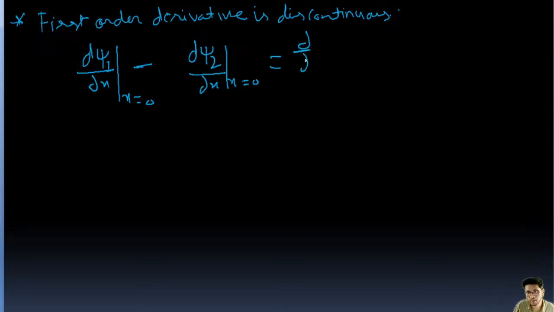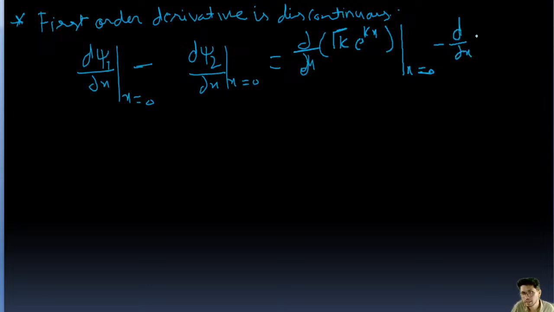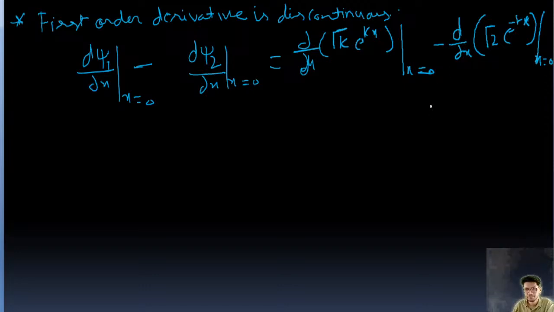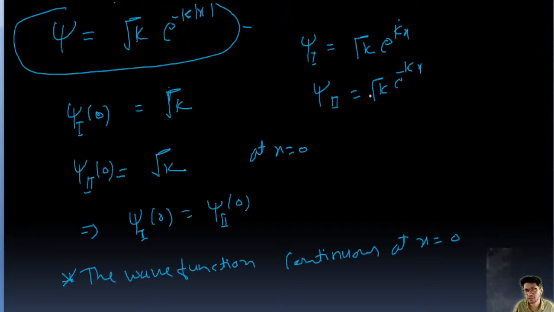So this is going to be d upon dx of psi 1, whose value is root k e to the power kx, at x equal to 0, minus d upon dx of root k, where psi 2 value is e to the power minus kx, at x equal to 0. These are the values of psi 1 and psi 2.